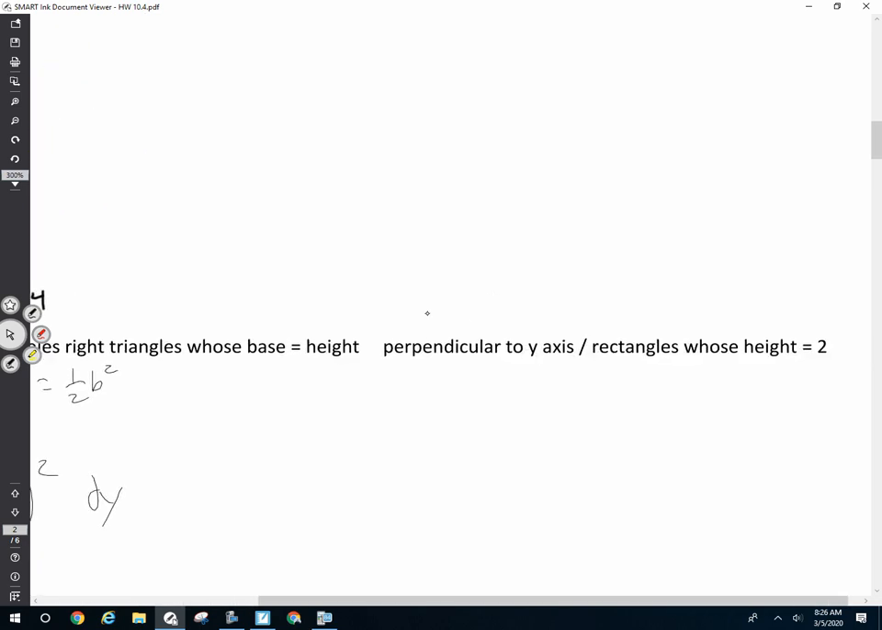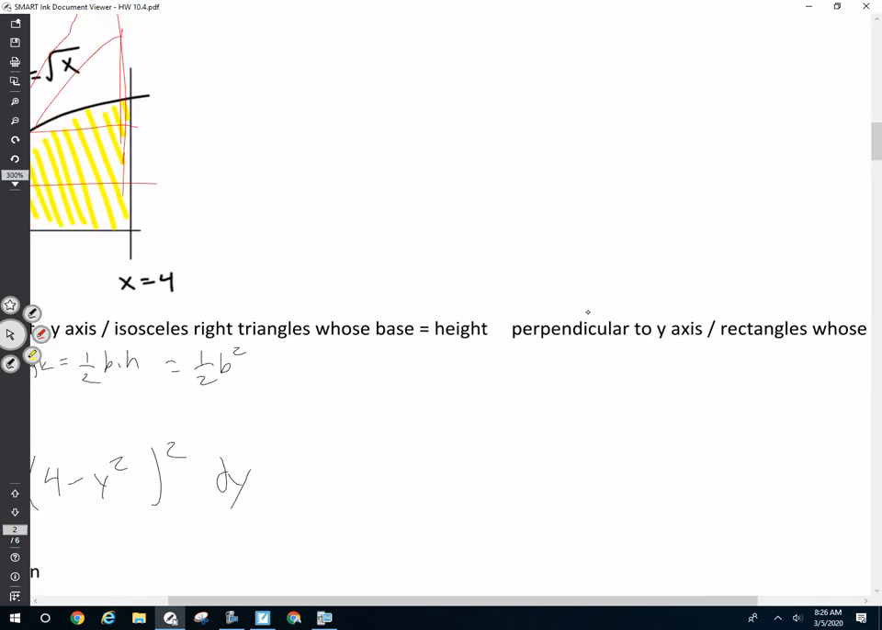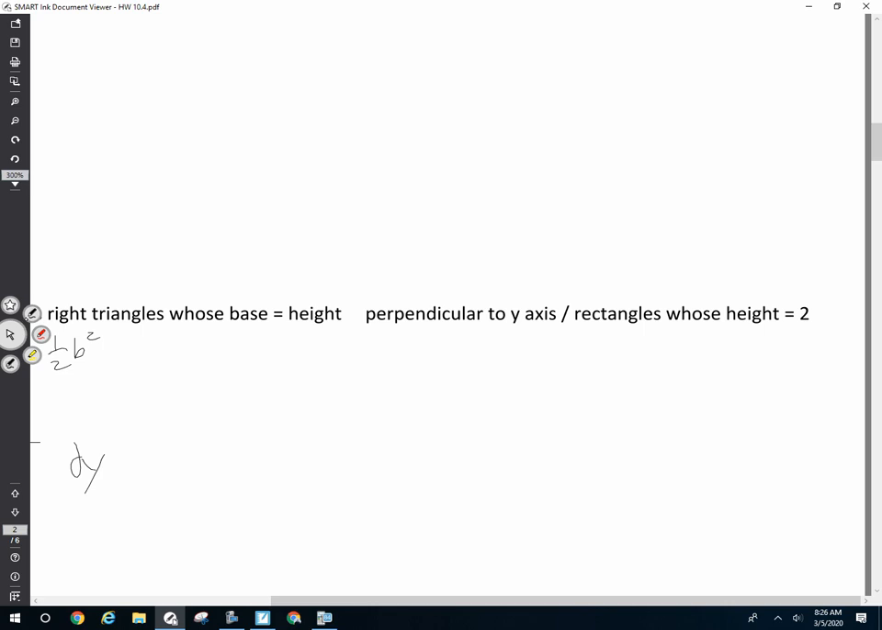Perpendicular to the y-axis, again, rectangles whose height is 2. So the area would be base times height, but the height is 2, so it's just going to be the base. So 0 to 2, right minus left. That's it.